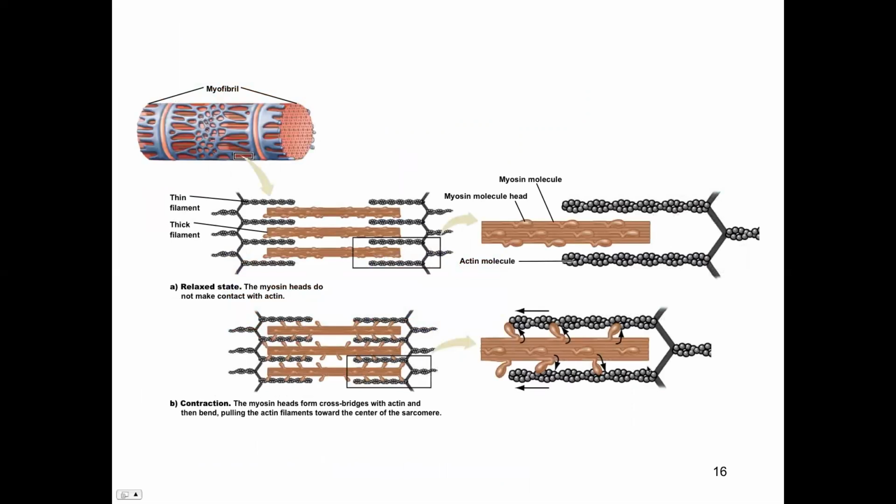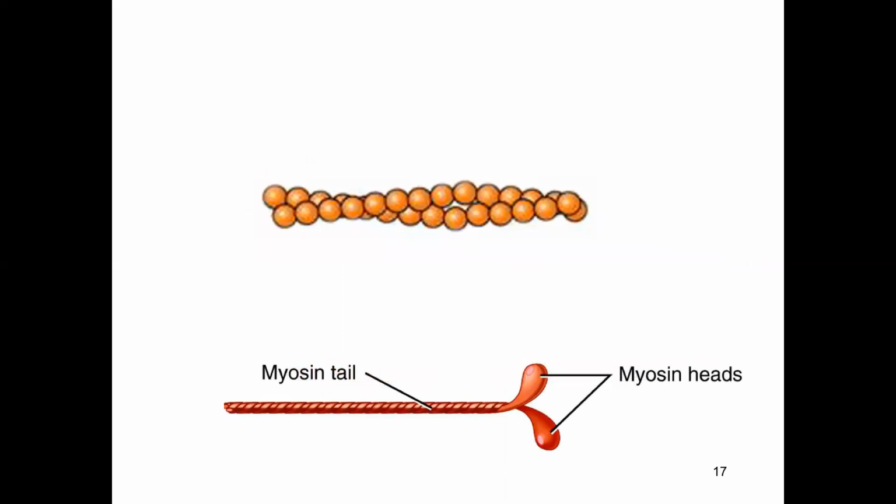So remember now, in a relaxed muscle, the actin and the myosin are not interacting, and in a contracted muscle, the actin and myosin interact. They slide past each other. So clearly something has to change. So that calcium is doing something. So what is it doing? Let's review the structure, and then we'll get back into that.